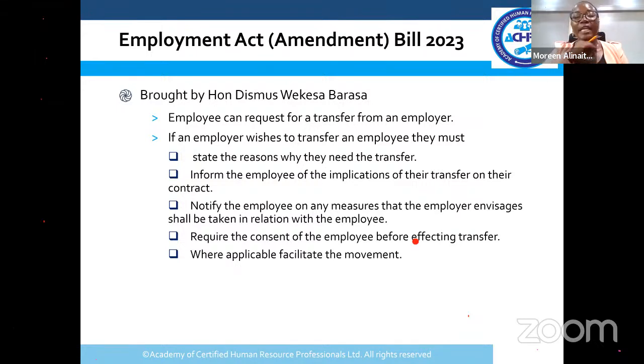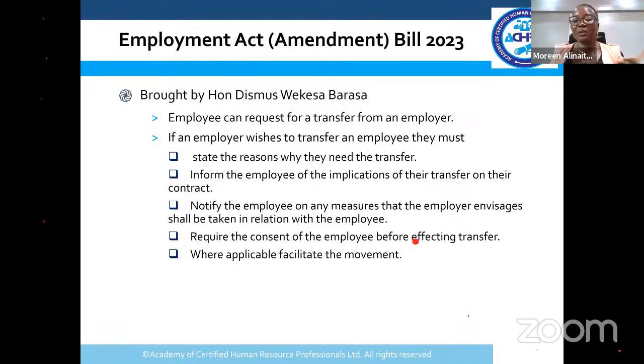Now this one, in a case where the employee is not asking for the transfer, when the employer wants to transfer you, for example, you've been working in Kwale, and the government says, now go to Busia, they must tell you the impact of your transfer on your contract. Is it going to continue as it was? Are you going to be given an increased salary because you've gone on transfer? All those things. The employer must notify the employee of any measures that the employer envisages shall be taken in relation with the employee.